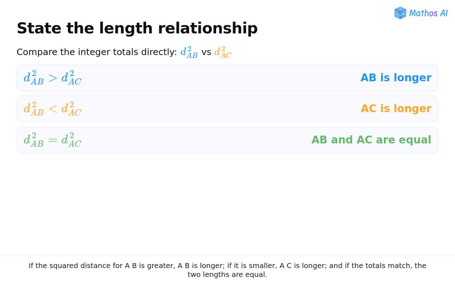segments. If the squared distance for AB is greater, AB is longer. If it is smaller, AC is longer, and if the totals match, the two lengths are equal.